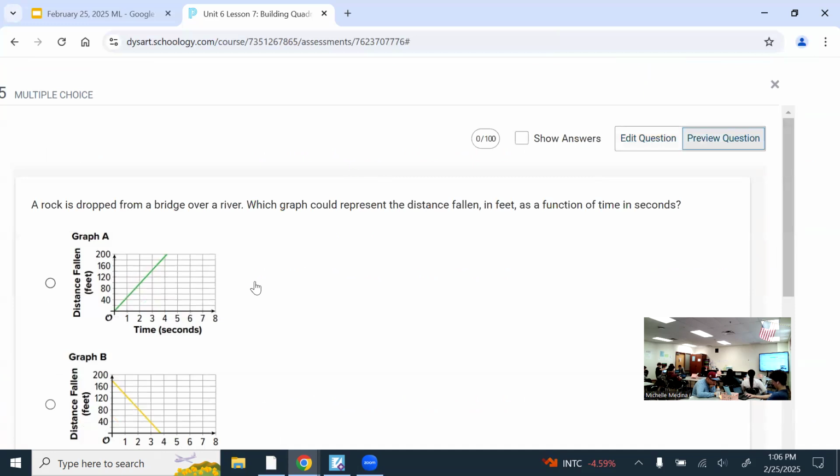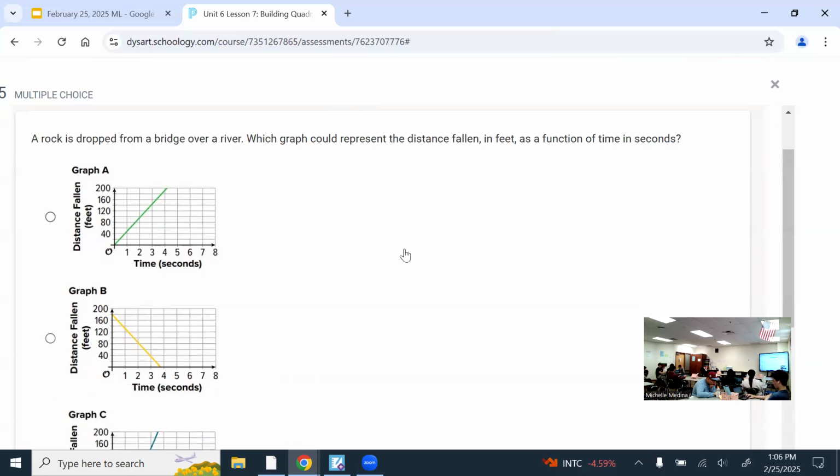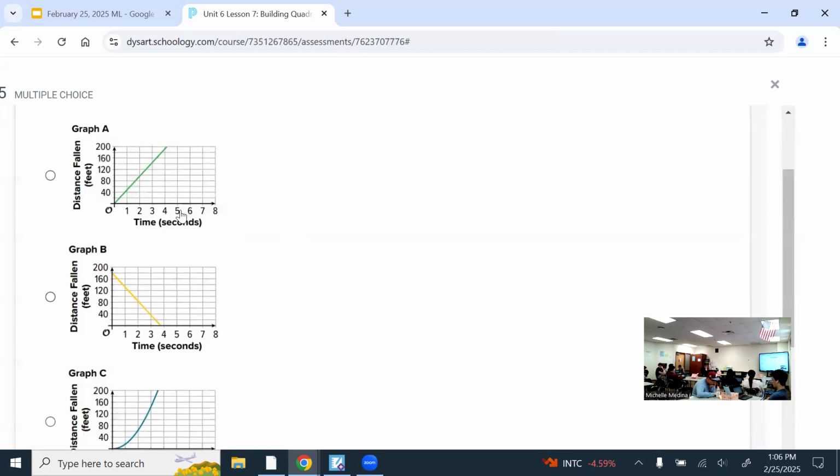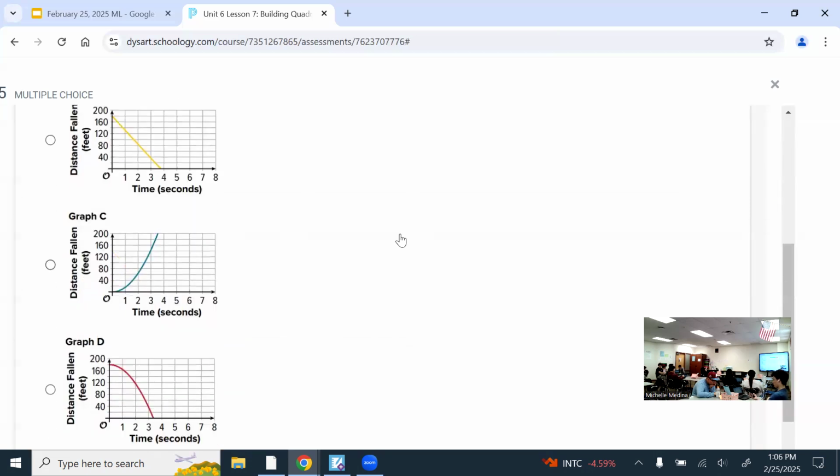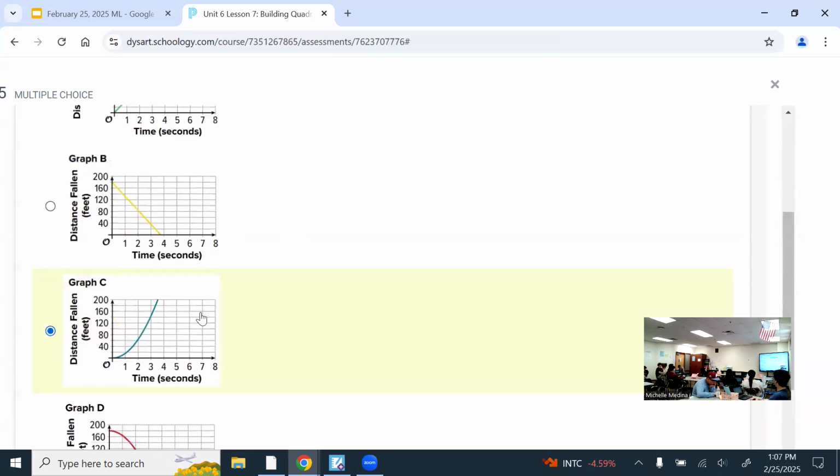A rock is dropped from a bridge over a river. Which graph could represent the distance fallen in feet as a function of time in seconds? Distance fallen is like that one lesson where it was 16t squared, not the negative one, because that would give us the height. So I'm guessing the answer will be something that is positive, but it shouldn't be linear unless there's no gravity, and it didn't say there was no gravity. With that being said, I'd go with that one. Let me see if the answer is, it's that one.